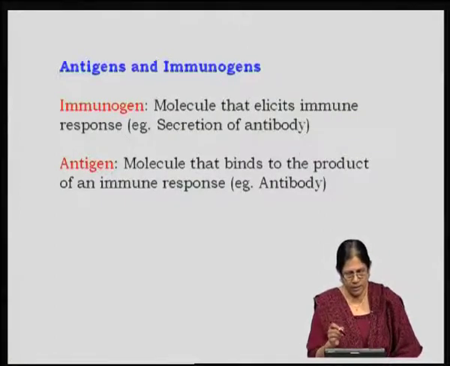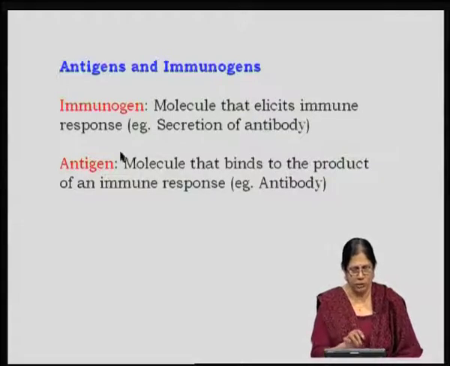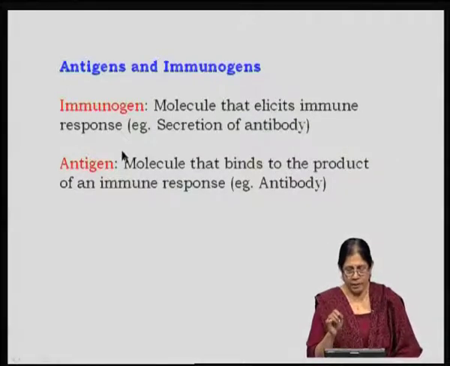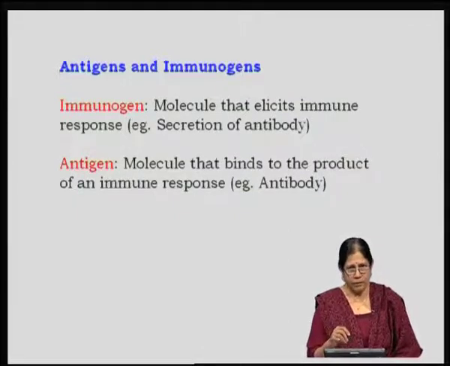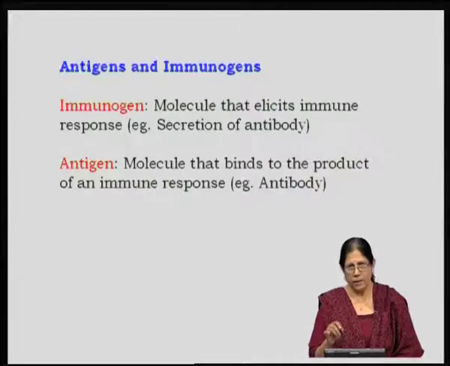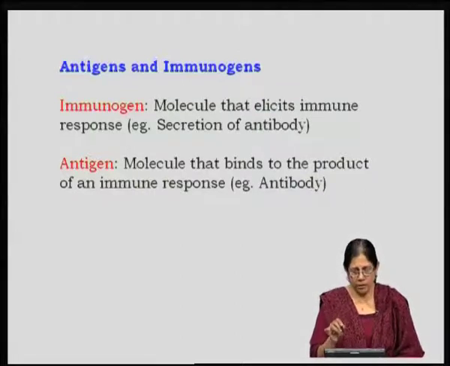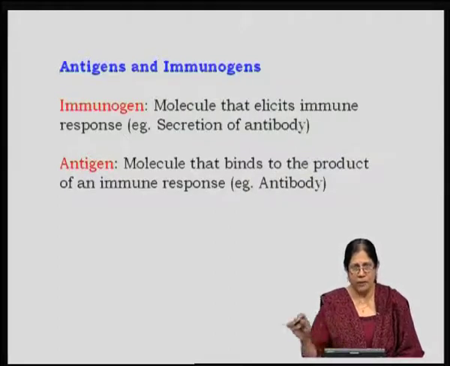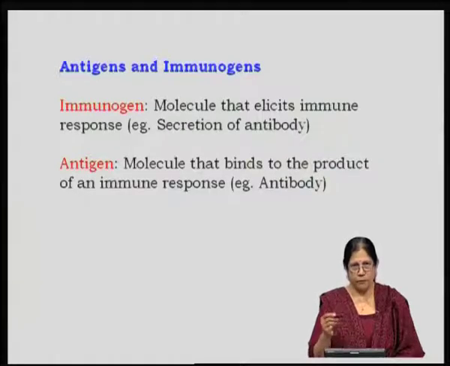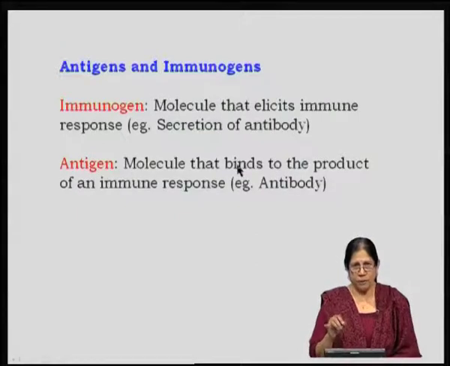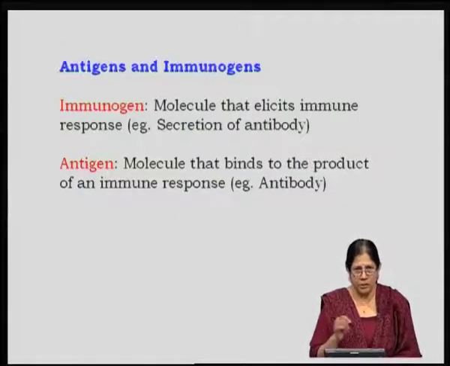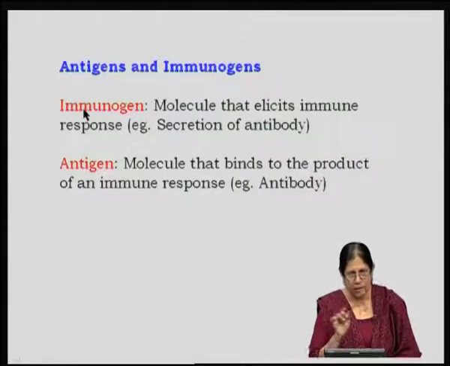In case of T cells, an immunogen would be that molecule that can elicit an immune response in T cells, again for proliferation and subsequently secretion of interleukins or cytokines which help other cells for generating an immune response, or for differentiation into cytotoxic T cells. Now, that would be an immunogen, that which elicits an immune response.